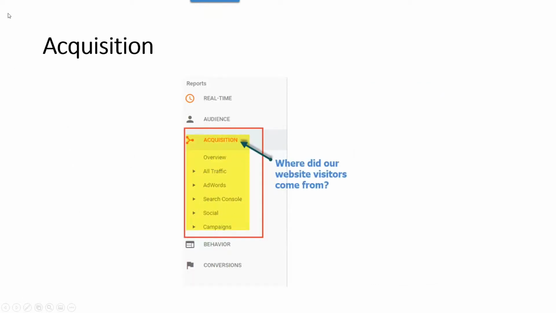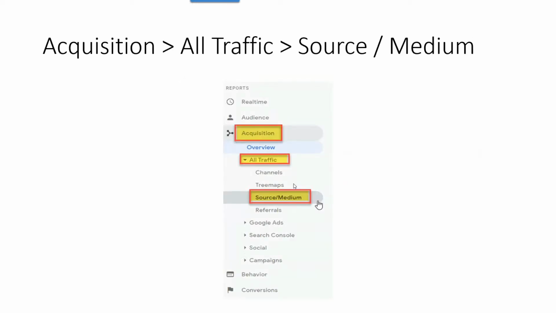Next thing to go to is acquisition. And acquisition is, where did our website visitors come from? And again, we can dig into this a lot, but I want to just show you some critical reports that will help you. And the first one is you go to acquisition, all traffic, source medium. So what does that mean?